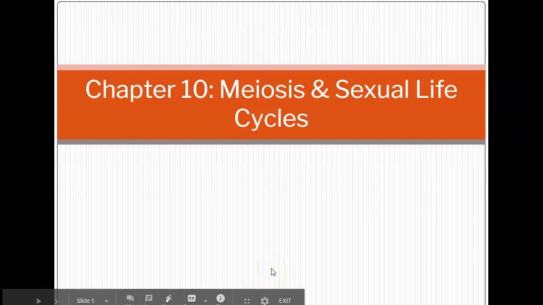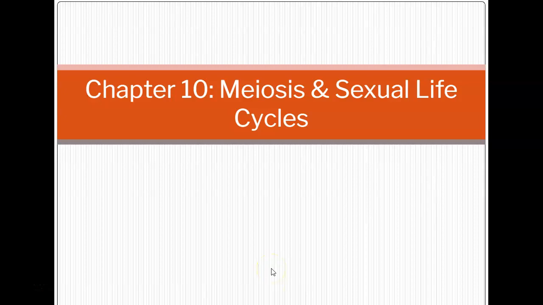All right, everybody, here we go. We are officially starting Unit 5, all about heredity. The first part of that includes Chapter 10 in your book, which focuses on meiosis or meiosis. You could really say it either way. I think I'm going to unconsciously say it both ways, so just be prepared. And also the life cycles, whether it be sexual or asexual reproduction.